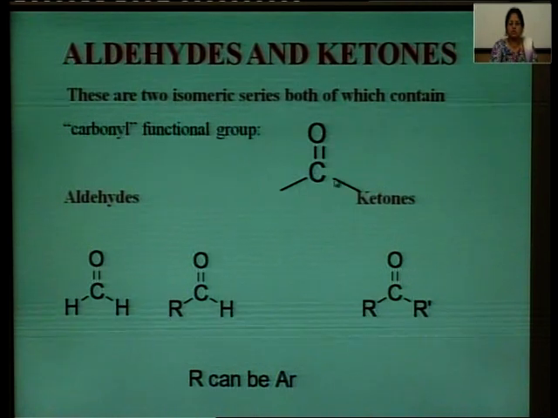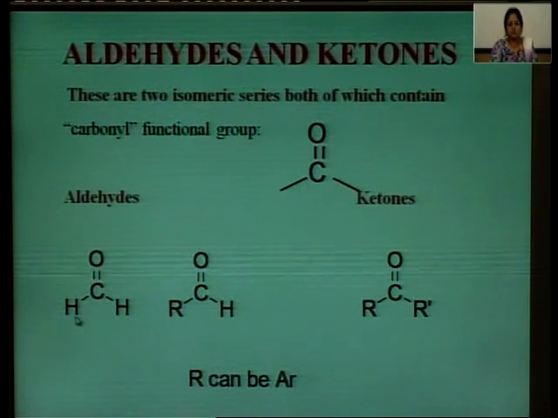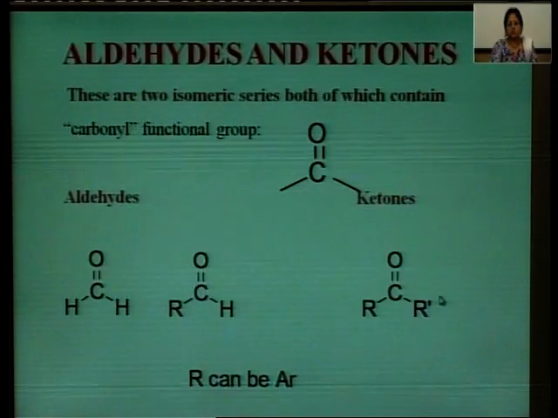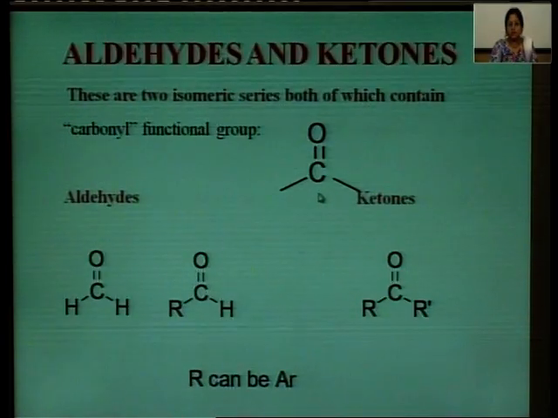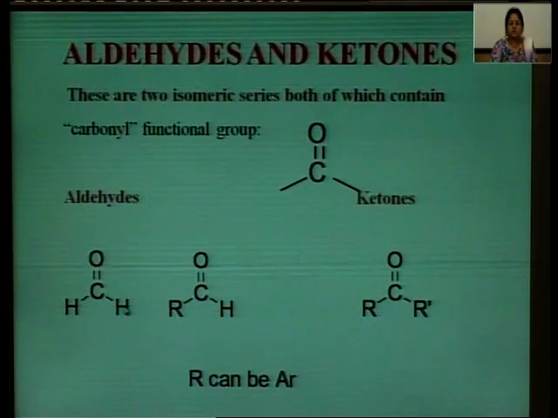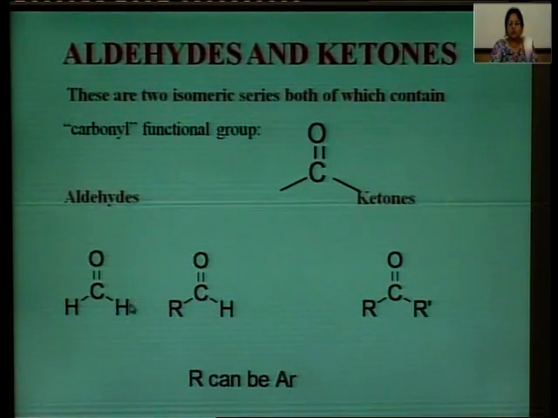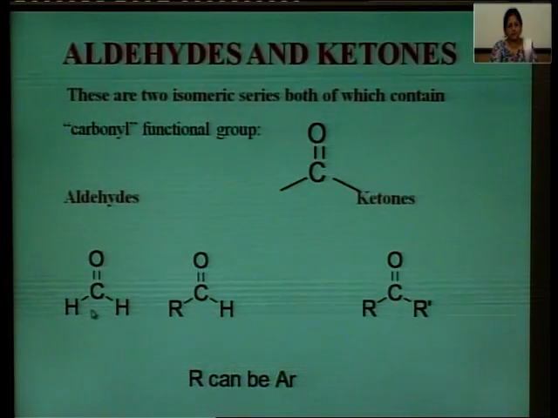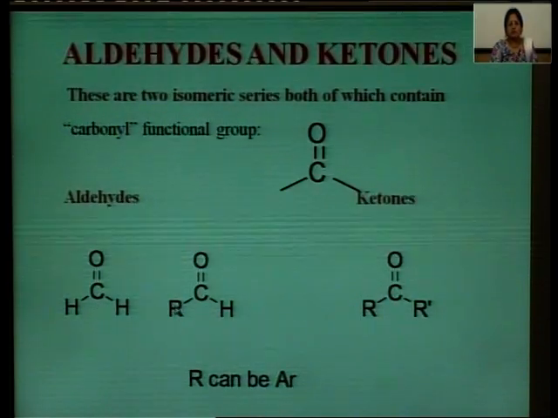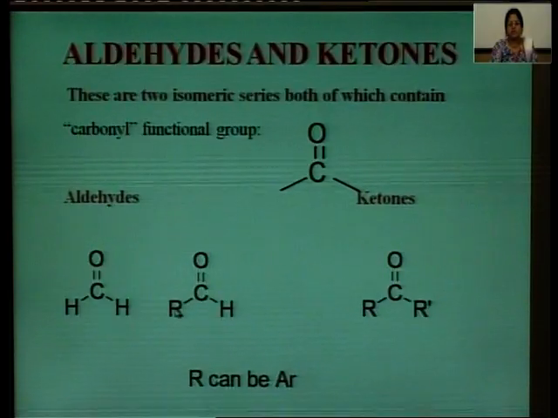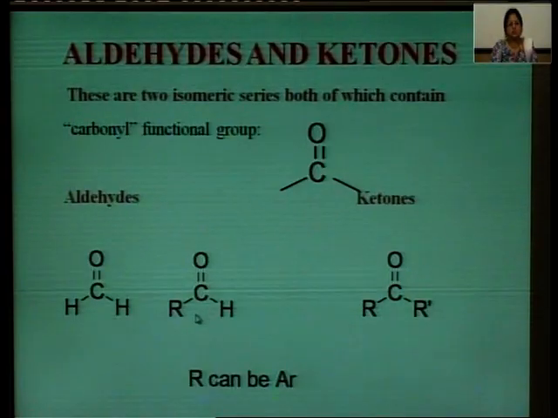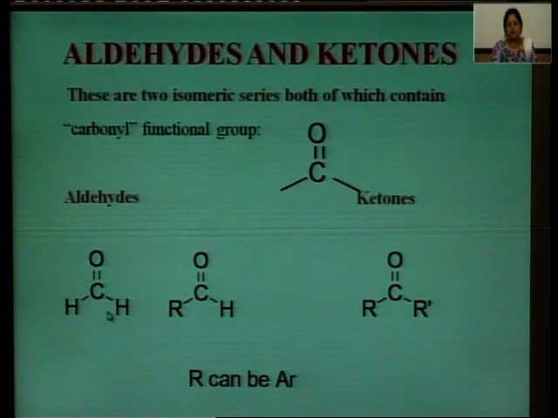If out of these two substituents one is hydrogen, the compound is an aldehyde, and if both the substituents are alkyl groups, then the compound is a ketone. If the second substituent attached to the carbonyl is hydrogen, this is the first member of the aldehyde series, that is formaldehyde, and if the other member is an alkyl group, this R can be an alkyl or an aryl group. These are the other members of the aldehyde series other than formaldehyde.